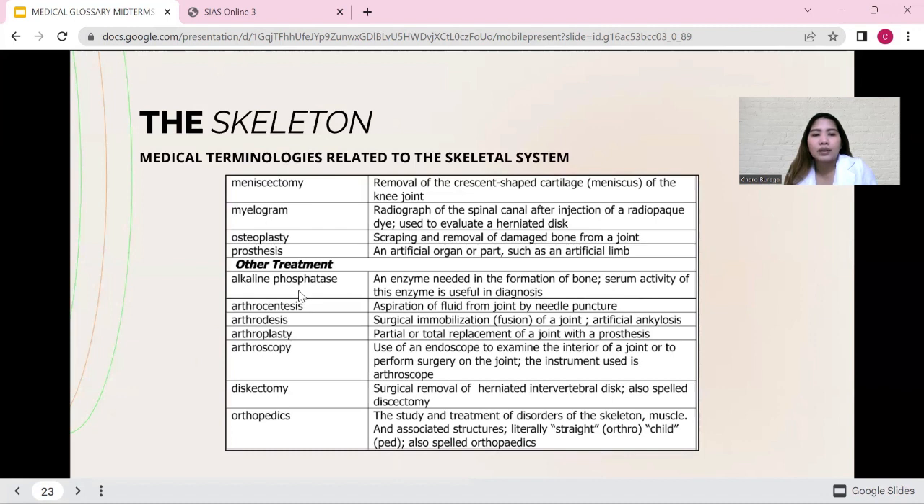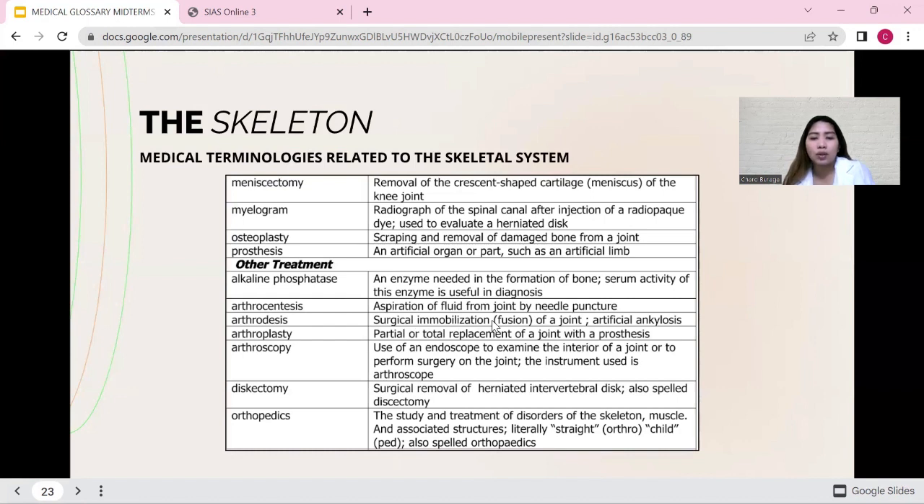The arthrocentesis, okay, of course, aspiration of fluid from a joint by needle puncture. And arthrodesis, surgical immobilization, nagkakaroon ng fusion sa joints. Pag arthrodesis. Arthroplasty, of course, plasty, replacement of the joint with a prosthesis.